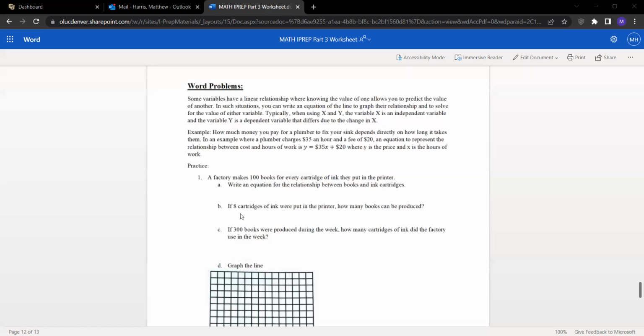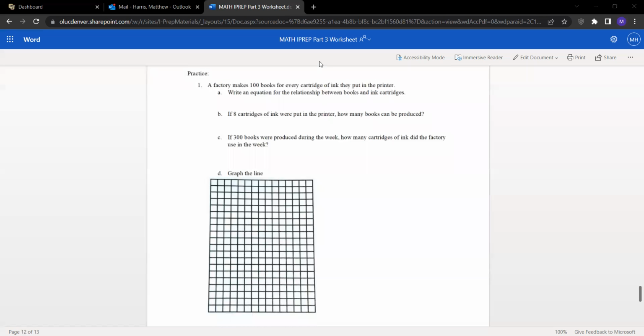As an example, how much money you pay for a plumber to fix your sink depends directly on how long it takes them. So in an example where a plumber charges $35 an hour and a fee of $20, we can use an equation to represent the relationship between costs and hours. So we have y equals 35x plus 20, where y is the price and x is the number of hours. If you wanted to, we could also graph that. We're not going to right now, but we are going to graph this next problem.